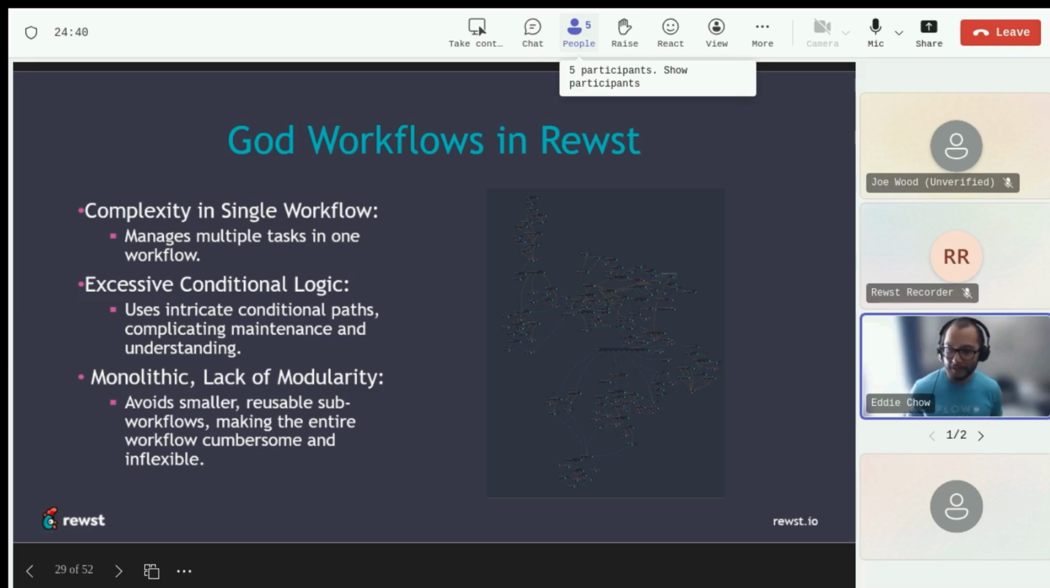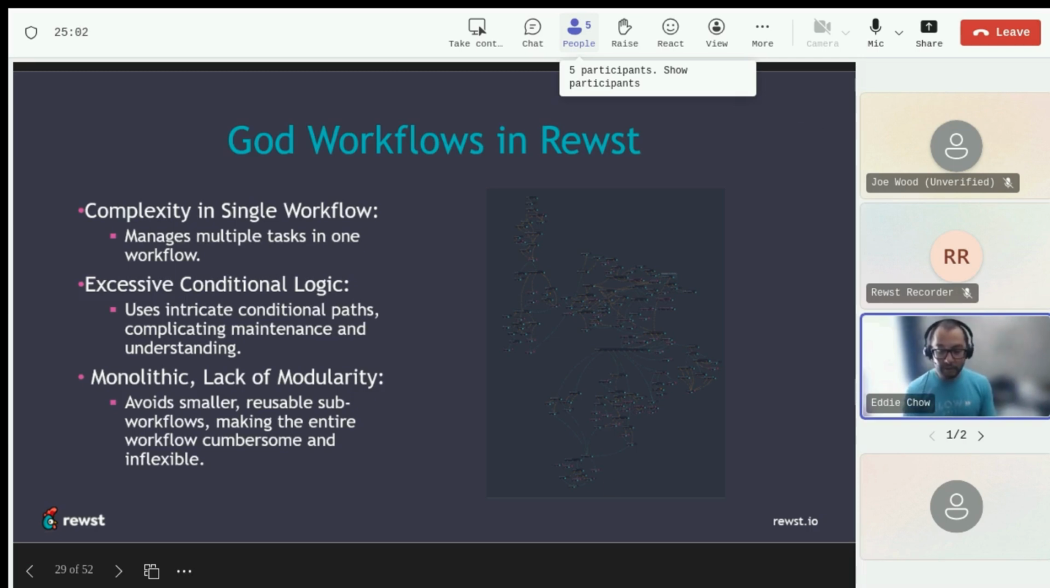And so God workflows and God functions go hand in hand. A God workflow is the same idea, where you try to take all of this complexity and just shove it in one workflow, right? It has a lot of conditional logic. So it might have one really big no-op with like 8 or 9 transitions trying to account for all of these custom conditions.